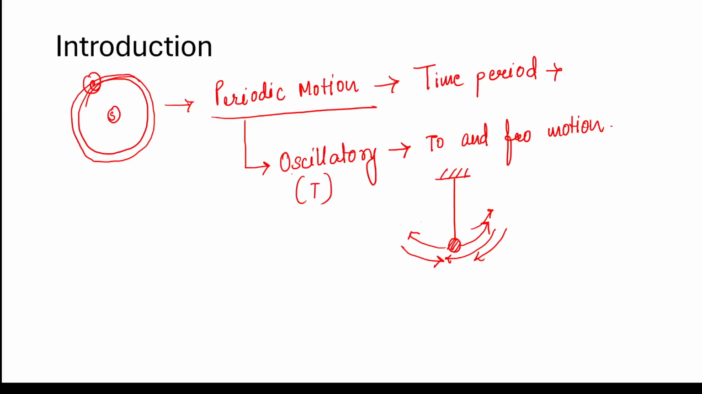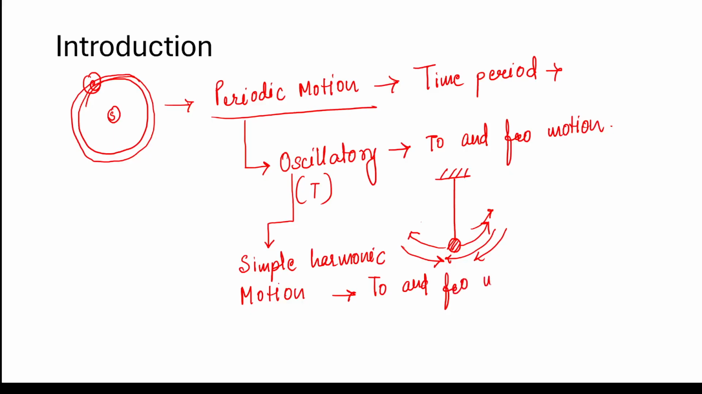Now, one kind of oscillatory motion is simple harmonic motion. So this is the family tree of simple harmonic motion. Obviously, because it is a type of oscillatory motion, one characteristic of simple harmonic motion is that it is a to and fro motion.